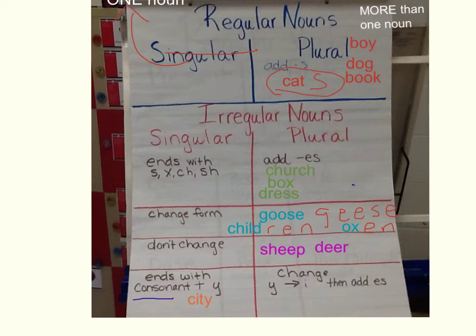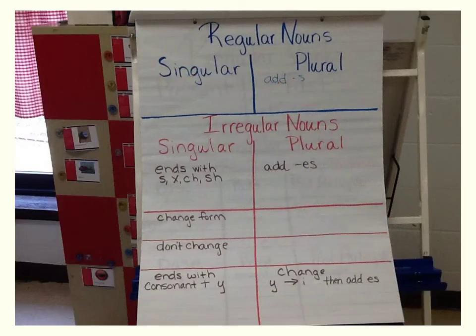But T is a consonant. So I'm going to change that one. I'm going to take off the Y. And I'm going to add an I, E, S. I know that was a lot to take in. If you need to, you can go back and watch the video again. But for now, let's just do a quick little recap.